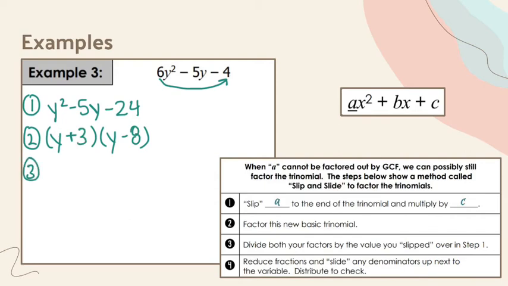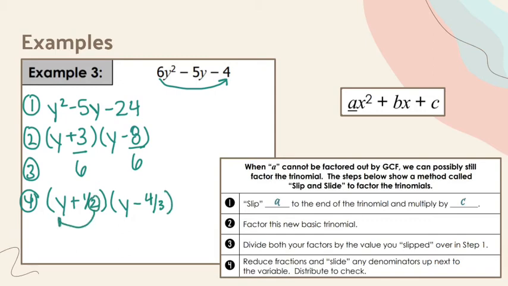Step 3 is to divide by a, the thing that we moved in the first place. And step 4 is to simplify that. So we get y plus 1/2 times y minus 4/3. And we simplify those fractions. Then we move our denominators up to be coefficients. So we now have 2y plus 1 times 3y minus 4.